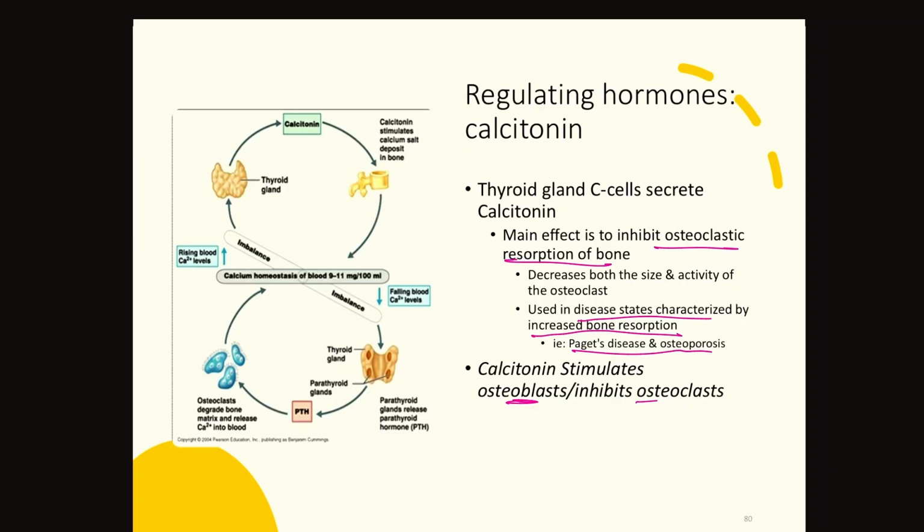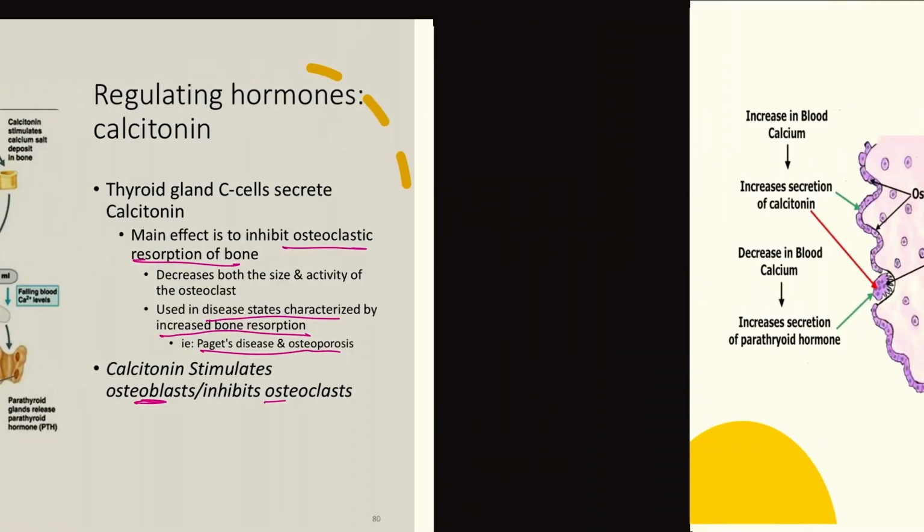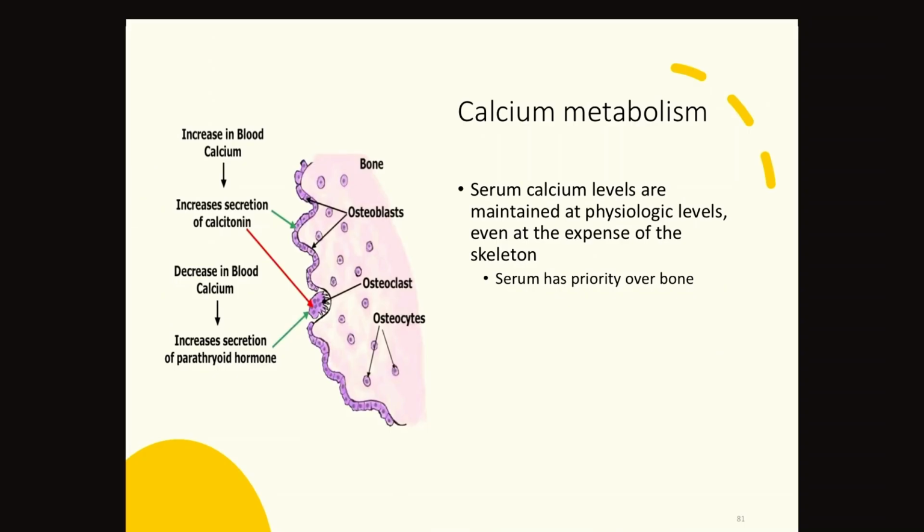So again, this is in cases of high calcium. Theoretically, in high calcium environments, calcitonin should come out and say, hey, we've got enough calcium, start building back our bone again. That's kind of the role of calcitonin. Again, we maintain serum calcium levels at physiological levels, even at the expense of the skeleton. The serum has priority over the bone every time.